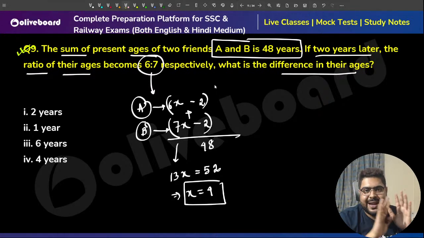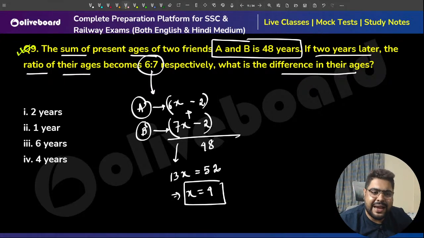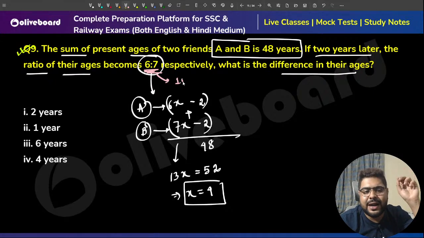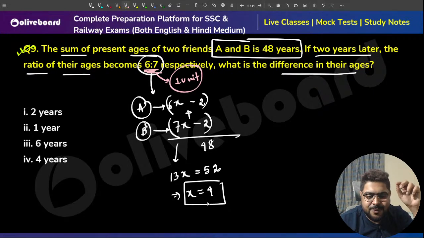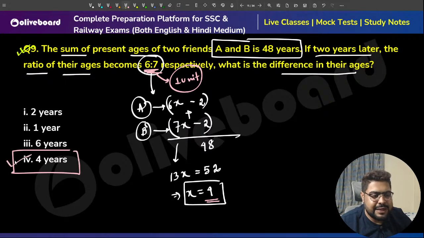You can never dispute that. So that means I can use this ratio, I don't need to put values anywhere. The difference is 1 unit, 6:7, 1 unit. So that is 4, I already know. 1 unit is x only, that is 4. So I can definitely say, sir, this is your answer.